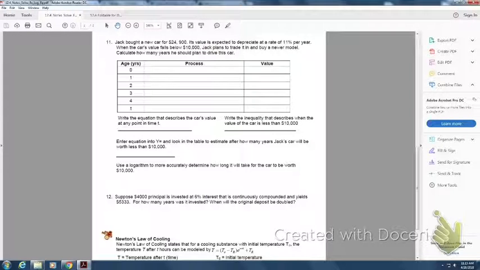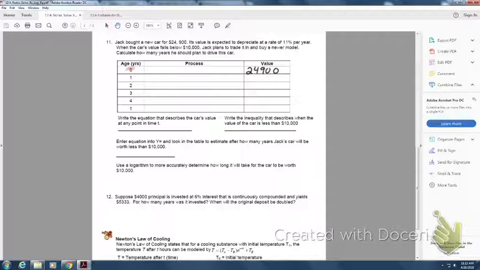Okay, so looking at this, it says Jack bought a car for $24,900. It depreciates at 11% per year. When the car falls below $10,000, he plans on trading it in and buying a newer model. So let's go through this table. It's a little tedious, but let's go ahead and fill it out. Whenever he bought it, at 0 years old, the value of the car was $24,900.